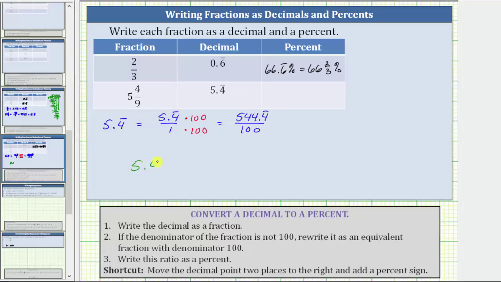And let's take a look at this below. We know that 5.4 repeating is equal to 5.4444 and so on. The shortcut for multiplying by 100 is to move the decimal point 2 places to the right, so 1, 2, which does give us 544.4 repeating. And because we now have a fraction with a denominator of 100, we know the percent is 544.4 repeating percent. But because we know 5.4 repeating is equal to 5 4/9, 0.4 repeating is equal to 4/9, we can also write the percentage as 544 4/9 percent.